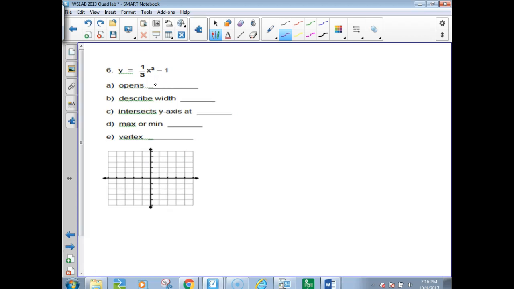Okay, this one's going to open up because it's a positive A value, which is 1/3. The width will be, Scott? Okay, and you were raising your hand. Did you have a question for me? You can always graph more, but you need a minimum of 3. This intersects the y-axis at 0, -1. And since it opens up, it has a minimum. And the vertex is at 0, -1.